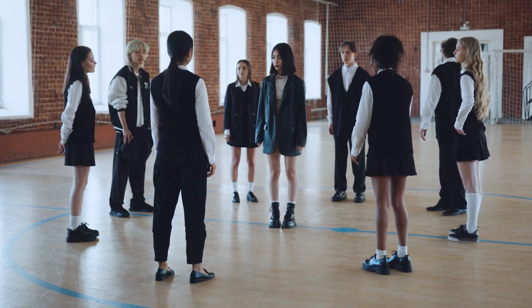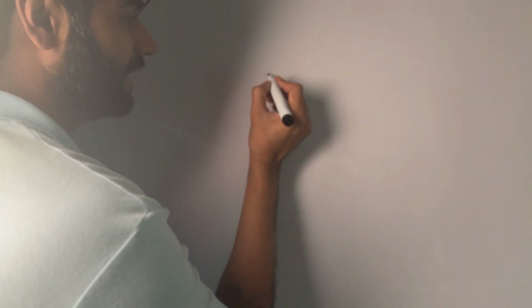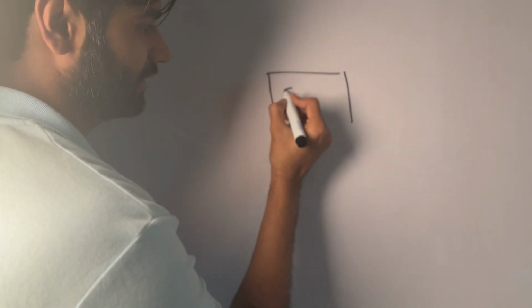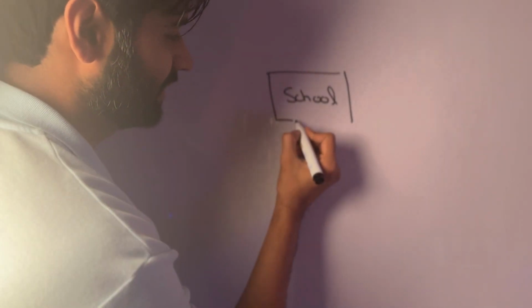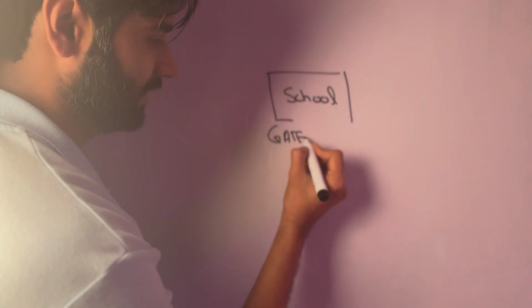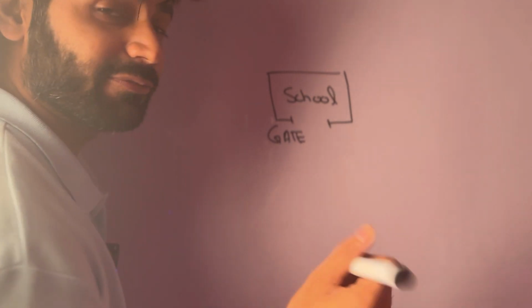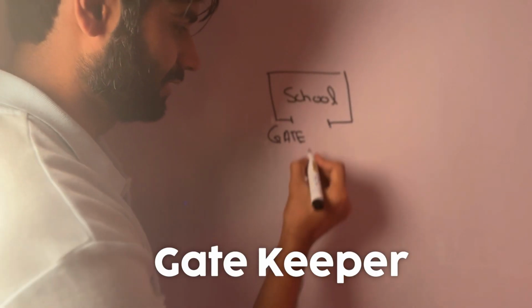To make things a bit easier for you, I'm going to use an analogy of a school. Everyone has been to school and you understand how school works. Let me explain. Let's assume that everyone has been to school, right? And every school has a main entrance, which is called a gate. At every gate, we have one person, which is called a gatekeeper.